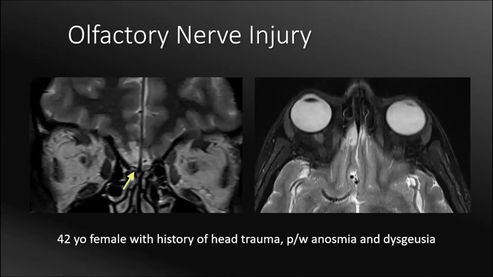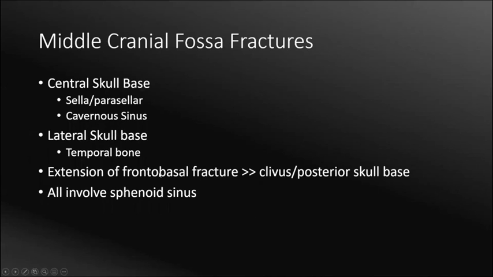Olfactory nerve injury is a risk when there's involvement of the anterior skull base in the setting of trauma. This is a 42-year-old female with history of head trauma who presented a year and a half later with anosmia and alteration in taste, which actually resulted in weight loss. On imaging, you can see that there's encephalomalacia in the right greater than left gyrus recti, as well as volume loss and flattening of the right greater than left olfactory bulbs.